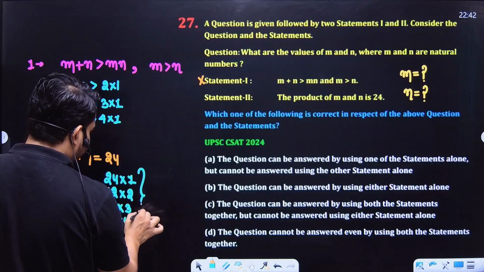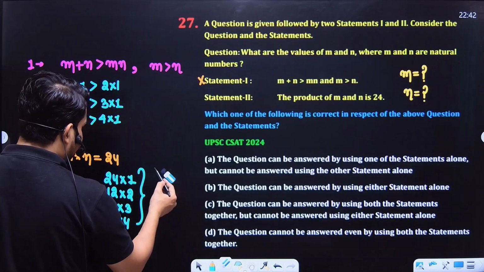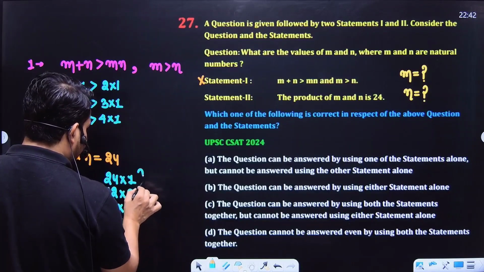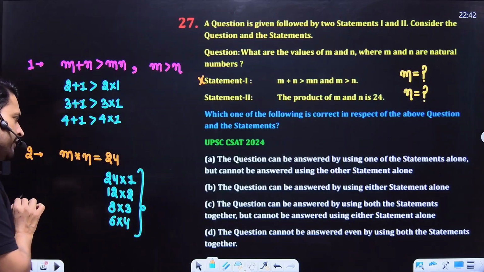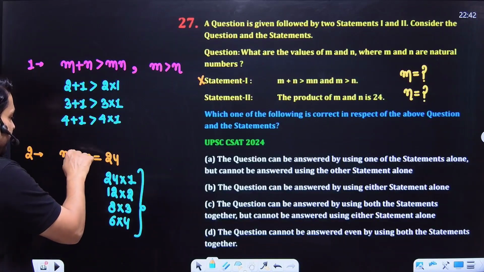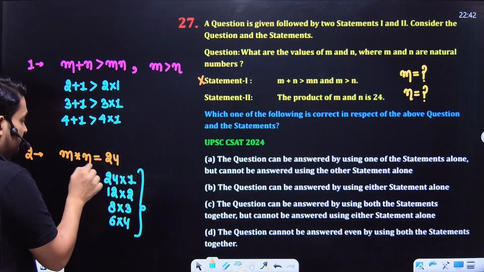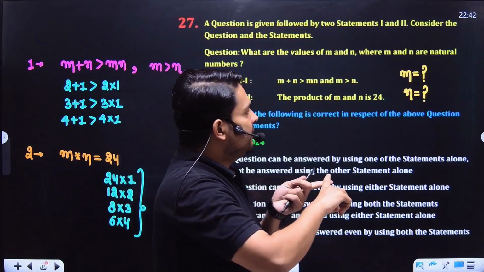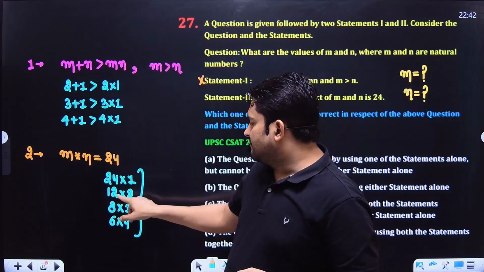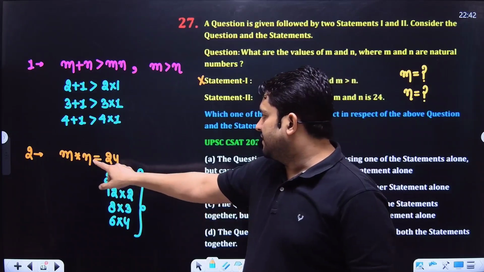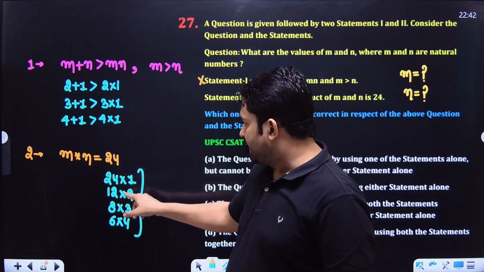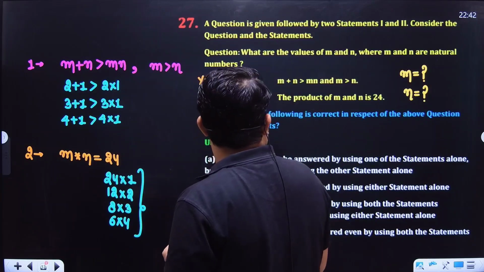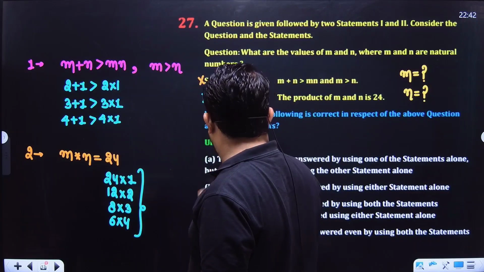So what do I have? If I take m equal to 24, then n equal to 1. If I take n equal to 24, then m equal to 1. This condition gives me two possible pairs of m and n. Again, this one gives two values, because if m equal to 12, n equal to 2, and if m equal to 2, n equal to 12. So the second statement also fails to tell me the exact values of m and n.